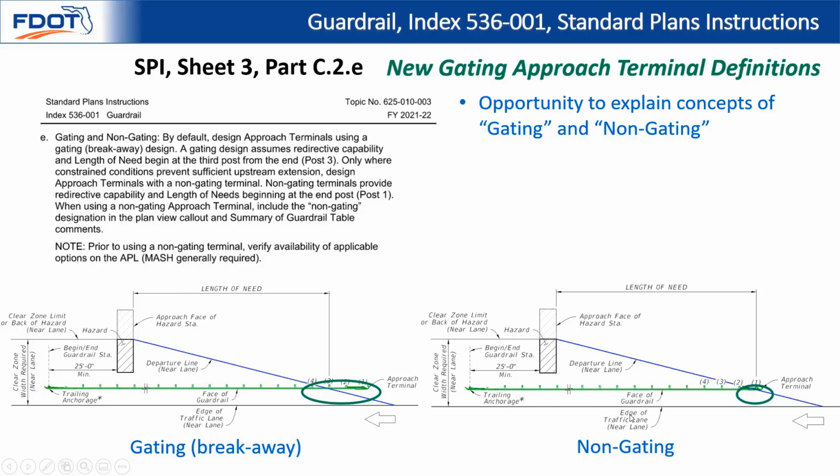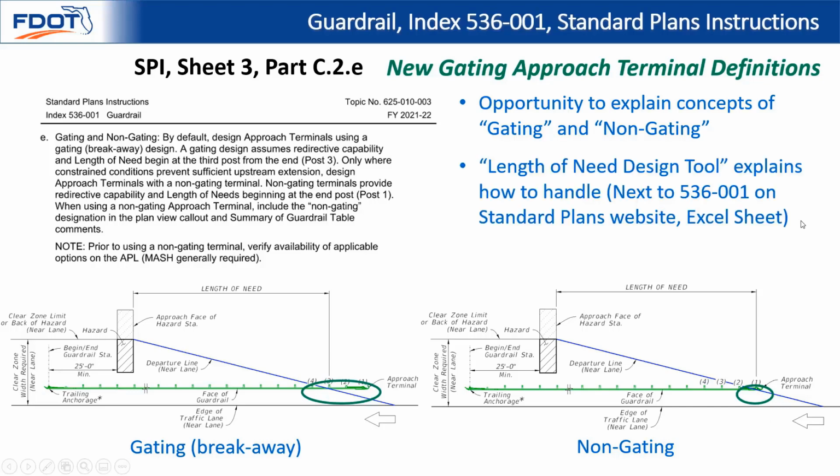With a non-gating terminal, that's essentially not a breakaway design, and you should have redirective capability starting at post 1. So this might save you some space if you happen to have maybe a driveway or a side street and you're trying to shield maybe a continuous hazard back here, such as a canal, and you want to get the most possible length of need extending all the way to that side street or driveway. You may want to select to use a non-gating terminal. Non-gating terminals are helpful for those types of project constraints.